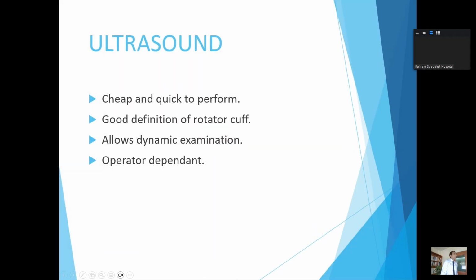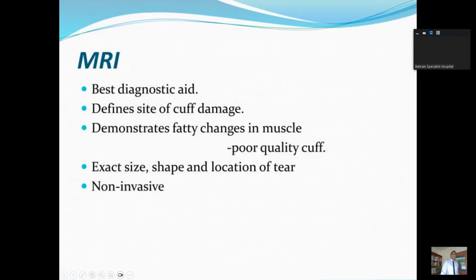The next cheap and easy test is the ultrasound examination. Ultrasound will give a good definition of the rotator cuff. It also allows dynamic examination. This is one of the advantages of ultrasound compared to MRI and X-ray, wherein we can do a dynamic examination and also see if there is a dynamic impingement. Most of the time, if the ultrasound or the MRI is done in a static position, in one particular position, it will not be able to evaluate a dynamic impingement which can occur at 60 degrees of abduction.